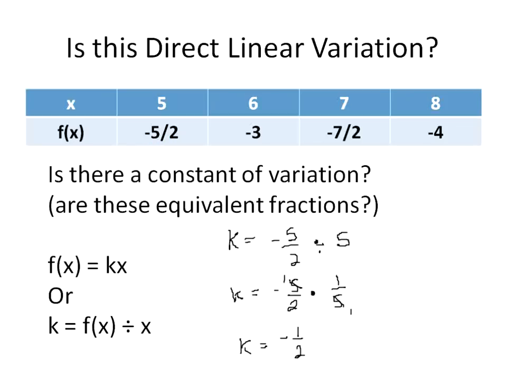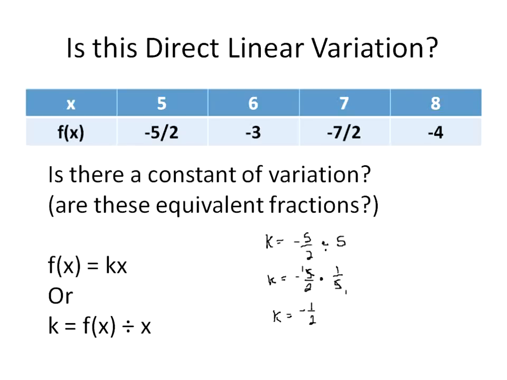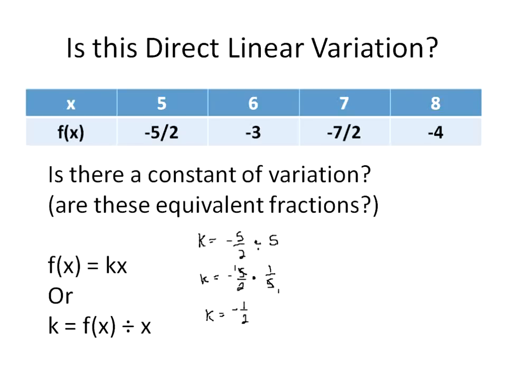Now what I want to do is to take that and check and see, do I get that same variation for each term? What I could do, I could use this equation and just multiply my constant of variation times my x value. So is negative 1/2 times 6 equal to negative 3? Is negative 1/2 times 7, negative 7/2? Negative 1/2 times 8, negative 4. All right, I can use that equation. Or I can check out my constant equation and solve for this one. F of x, negative 3, divided by 6. Is that equal to negative 1/2? Both ways you see that it is.